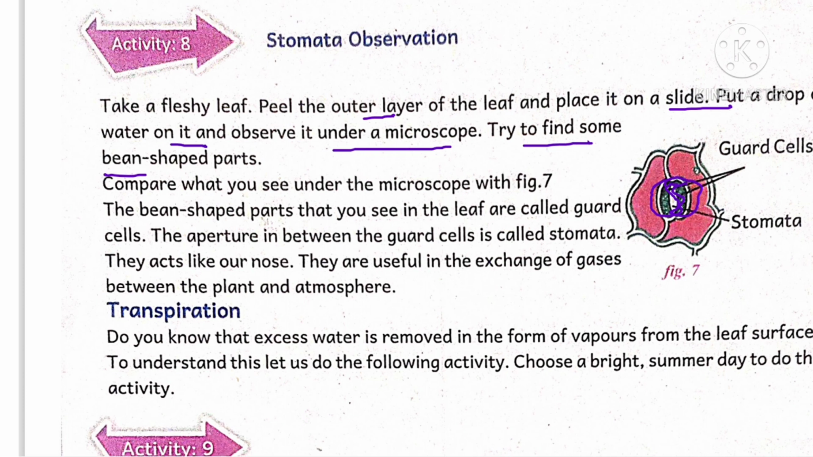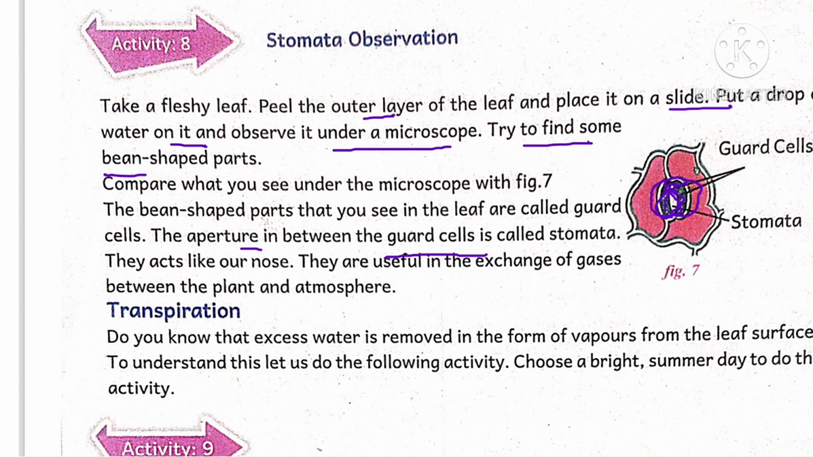The bean shaped parts that you see in the leaf are called guard cells. We can't see these cells with our eyes. If you want to observe the stomata, you need a microscope. The aperture between the guard cells is called a stomata. Aperture means hole. The hole between the two guard cells is called stomata. It functions like our nose. What's the main function of the nose? Exchange of gases takes place in our nose. Similarly, exchange of gases takes place in stomata between the plant and the atmosphere.